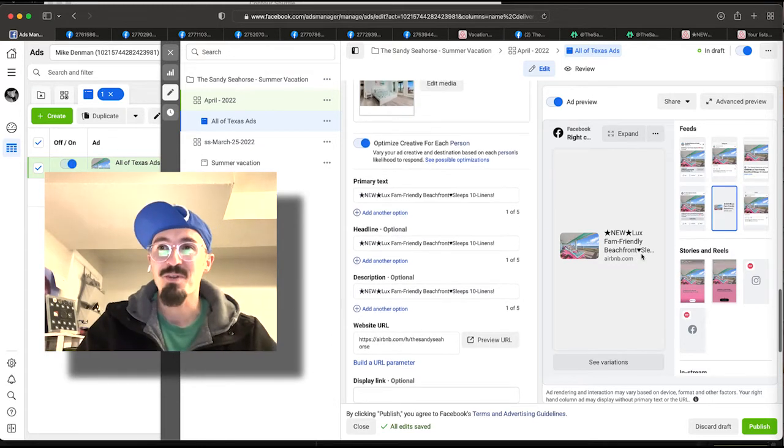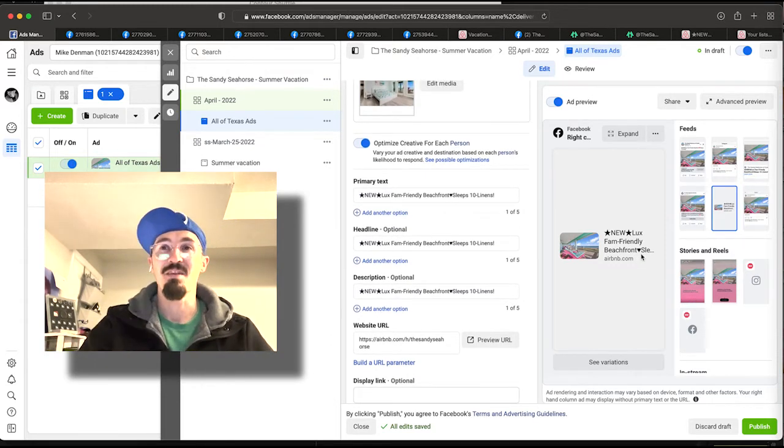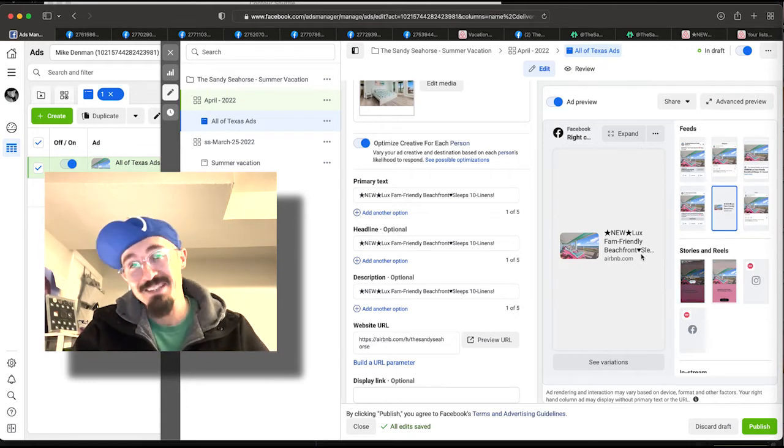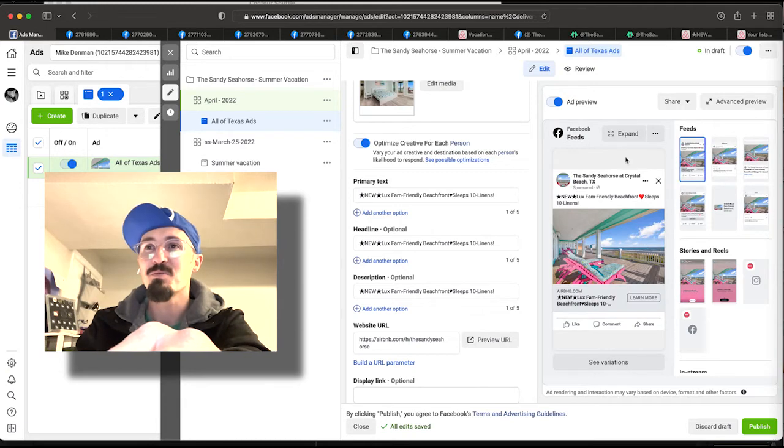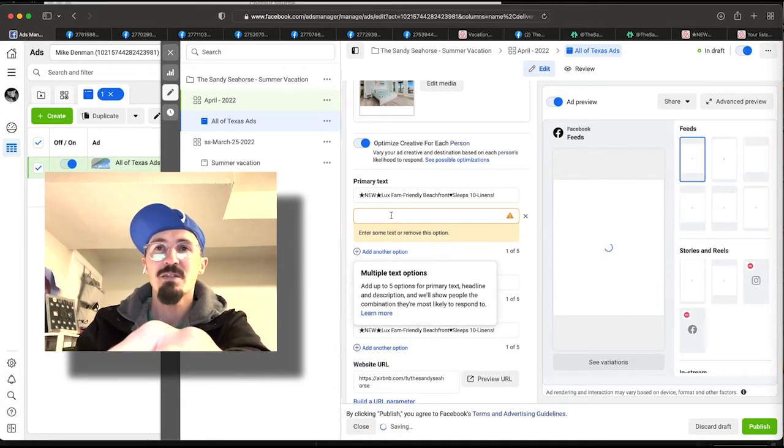So, luxury family friendly beachfront. And then they have to click on it to see how many it sleeps. That's actually kind of cool. Maybe that might be helpful. This is what the normal feed will look like on people's phones, though. So at least that's one option. Then I like to add more options.